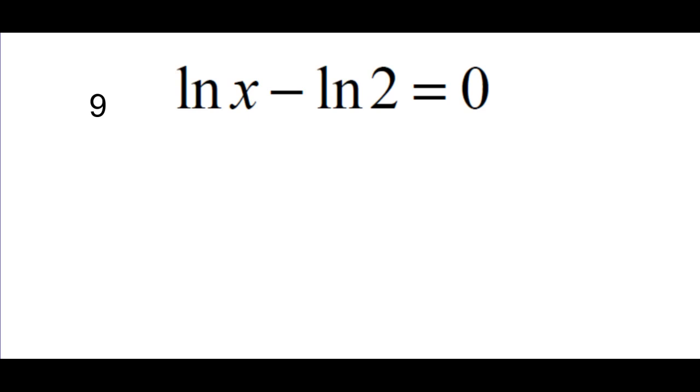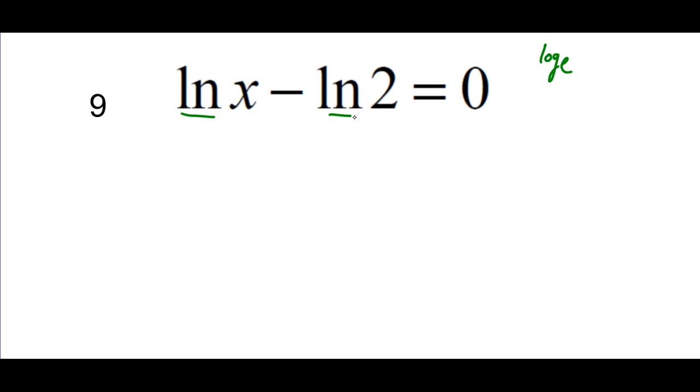So this one is the natural logarithm of x minus the natural logarithm of 2 equals 0. Remember that ln is the same thing as log base e, so we can still look at this as log base e if you want to. We don't really want to get in that habit though. We want to recognize it and still use the properties of logarithms as we go through these, because it is still a logarithm.